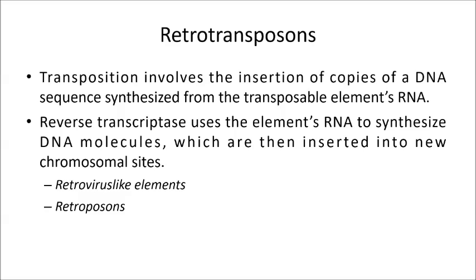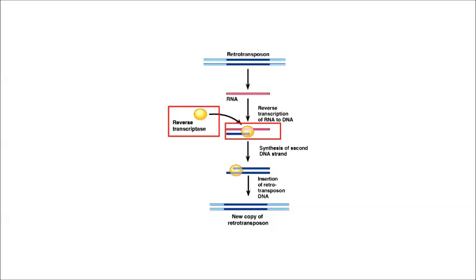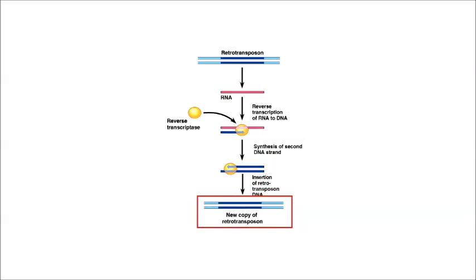The third category of transposons is retrotransposons. In retrotransposons, transposition is accomplished through a process that involves the insertion of copies of an element that were synthesized from the element's RNA. An enzyme called reverse transcriptase uses the element's RNA as a template to synthesize a complementary DNA strand, and from this complementary strand, a double-stranded DNA is synthesized. This DNA is then inserted into new chromosomal sites.